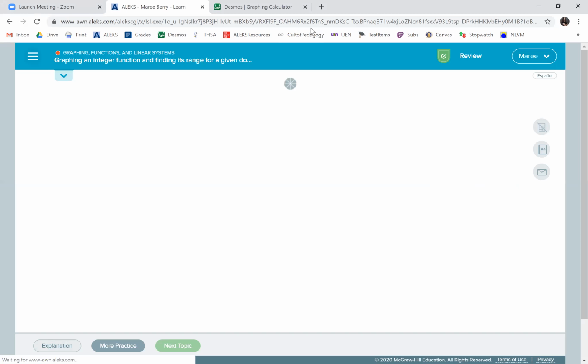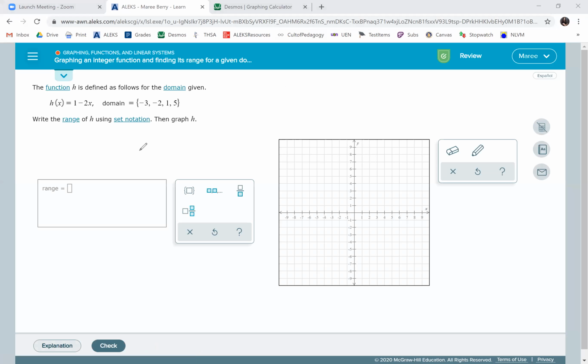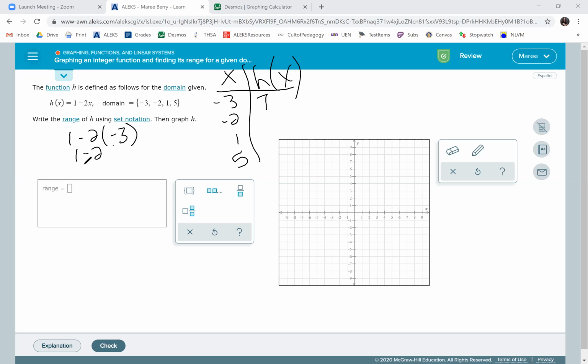Here we go. So we have our x and our h of x. Our x is -3, -2, 1, and 5. When we plug in a -3 for x, we get 1 minus 2 times -3. That's 1 minus -6, which is 1 plus 6, or 7. If we plug in a -2 for x, we get 1 minus a -4, which is 5. If we plug in 1 for x, we get 1 minus 2 times 1, which is -1. And then we plug in 5 for x, so we have 1 minus 10, which is -9.